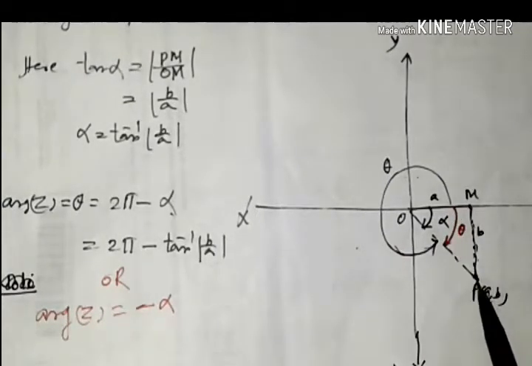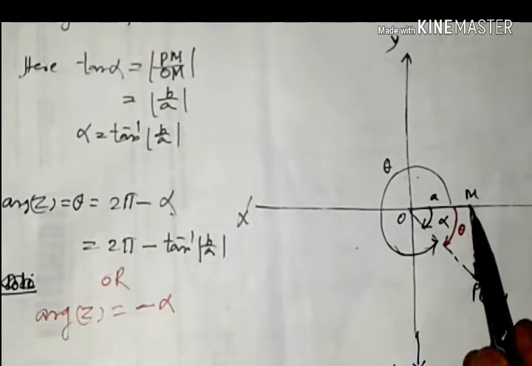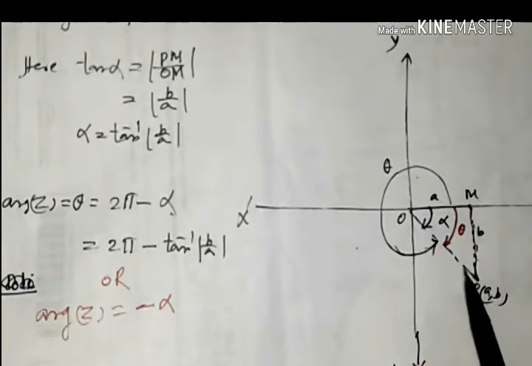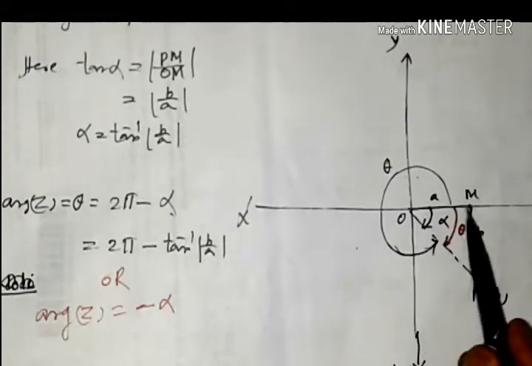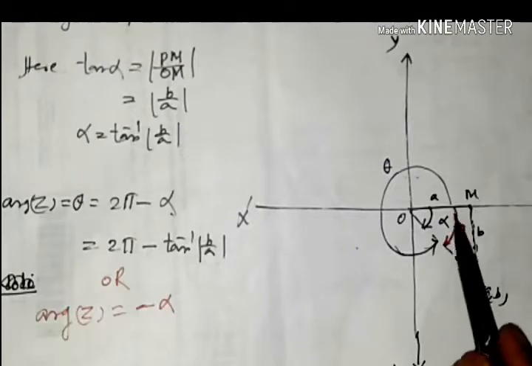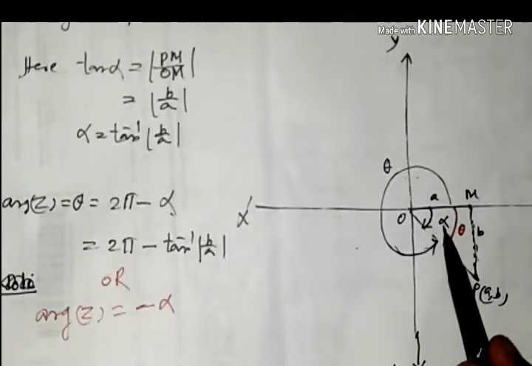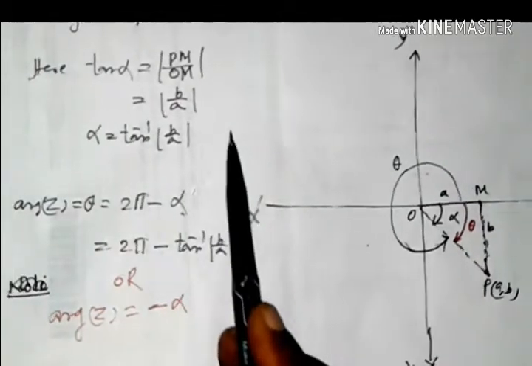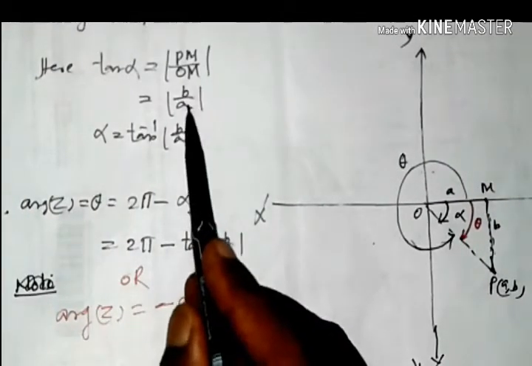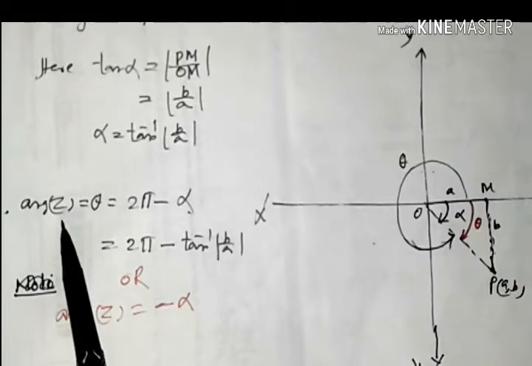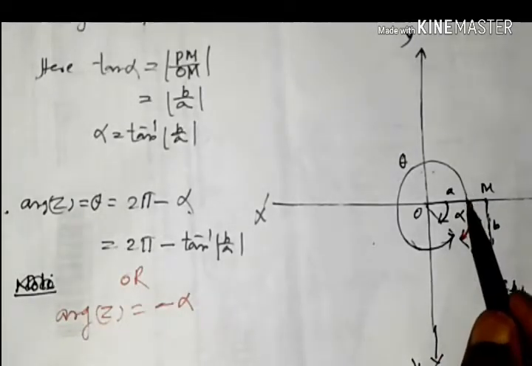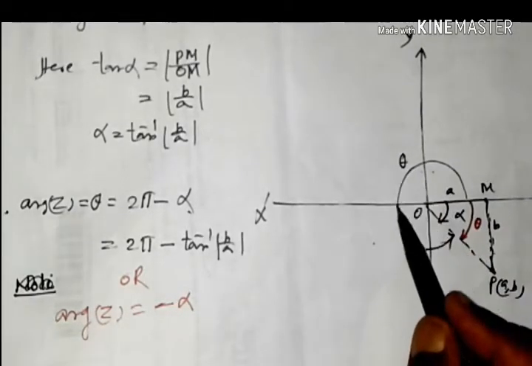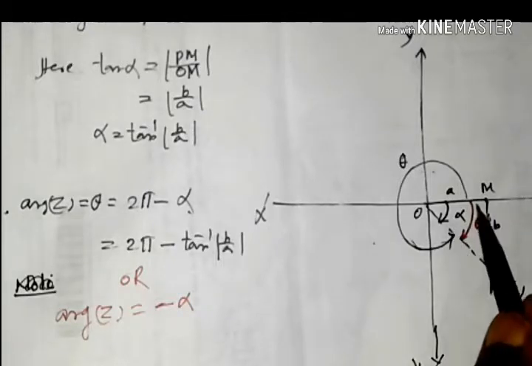It is the point P, and OPM is also a right triangle. This is a, this is b. We can consider this angle as alpha. Now tan alpha is equal to PM by OM, as above, b by a. What is the argument of z? Now the argument of z is this angle theta, this angle or this angle.